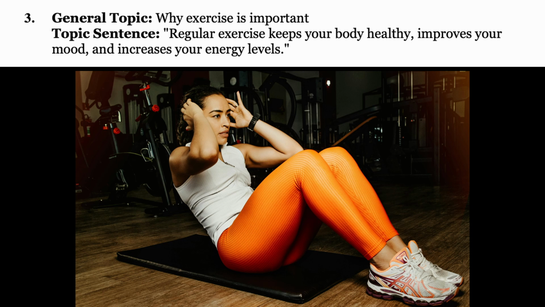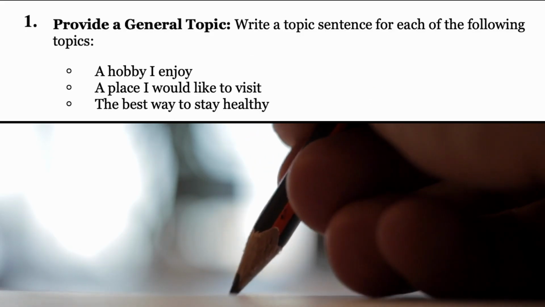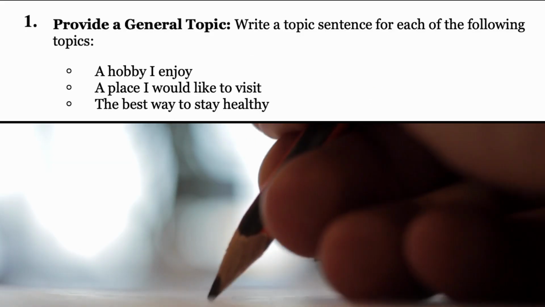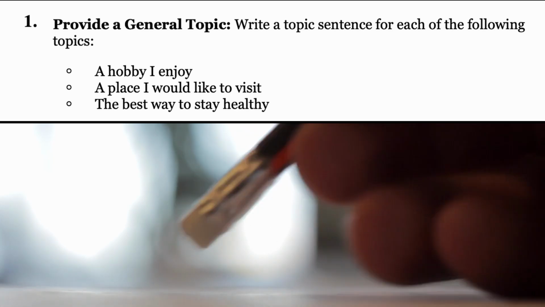Perhaps the most helpful thing to do for you as beginning writers is to practice. In step 3 of your textbook, we're going to do just that. Practice writing topic sentences. Let's get started. Number 1, provide a general topic. Write a topic sentence for each of the following topics.